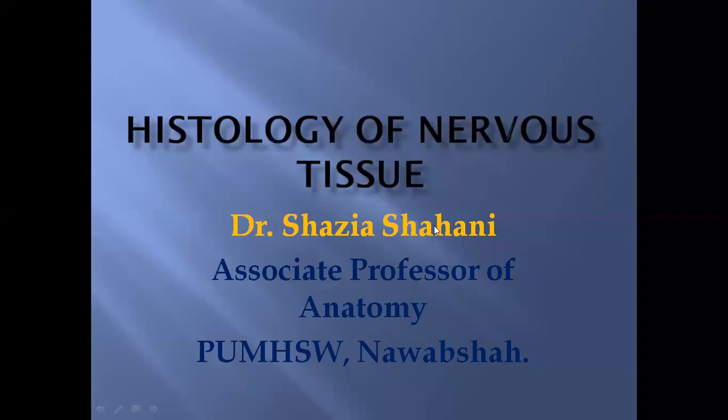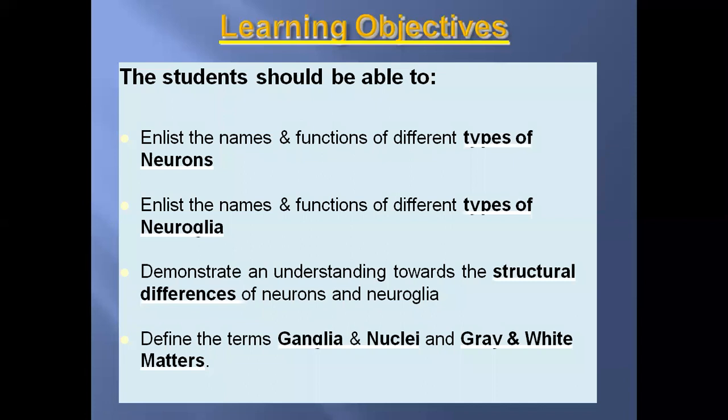Today's topic is a histological topic: nervous tissue. The learning objectives are that the student should be able to know the names and functions of different types of neurons, and the names and functions of different types of neuroglial cells, and demonstrate and understand the structural differences of neurons and neuroglial cells. And there are some terms: ganglia, nuclei, gray and white matters.